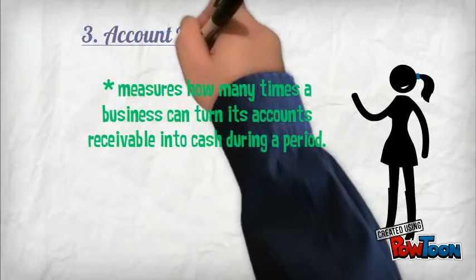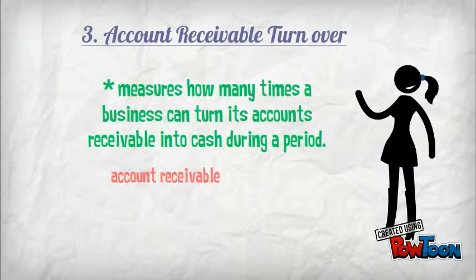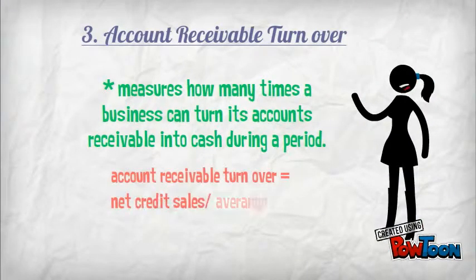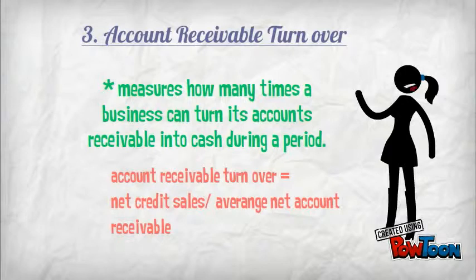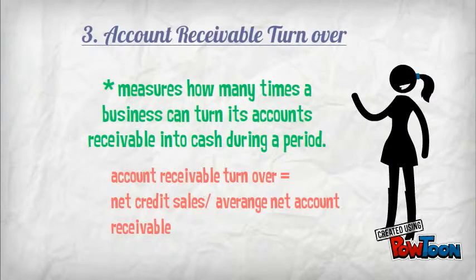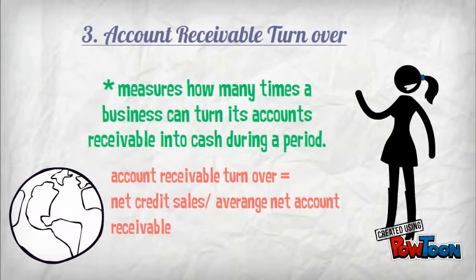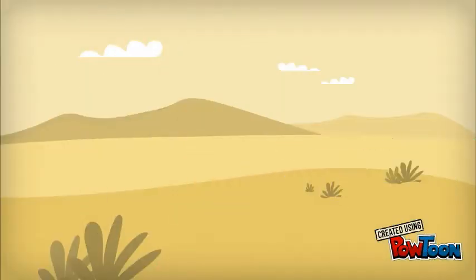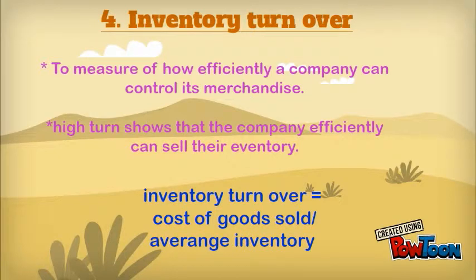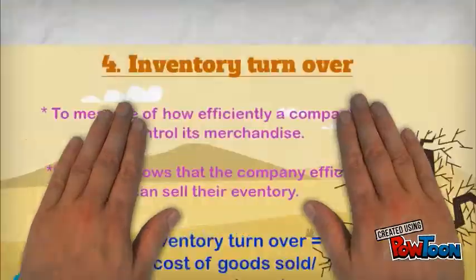Third is account receivable turnover, equal to net credit sales divided by average net account receivable, to measure how many times a business can turn its account receivable into cash. Last is inventory turnover, equal to cost of goods sold divided by average inventory, to measure how efficiently a company can control its merchandise. It shows that the company can efficiently sell its inventory.